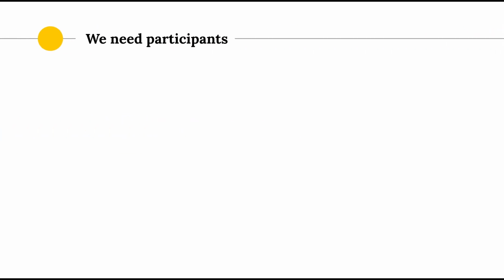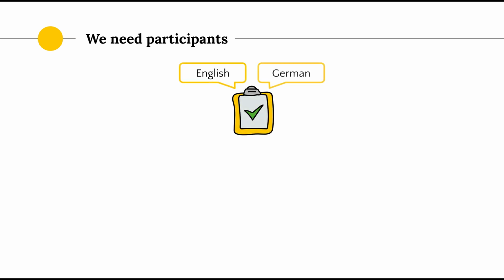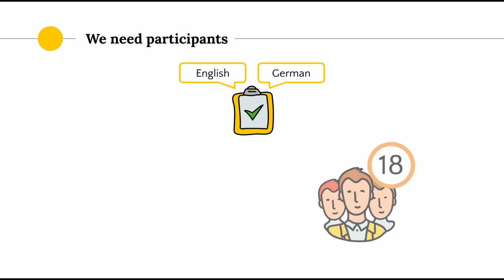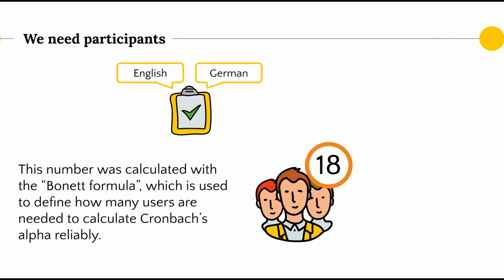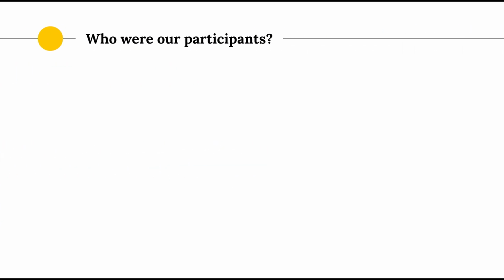We asked users of Amazon Echo to fill out the questionnaire online. The questionnaire was prepared in English and German language. We had 18 participants, which was the minimum number that we needed to make the next step. This number was calculated with the Bonett formula, which is used to define how many users are needed to calculate Cronbach's alpha reliably.